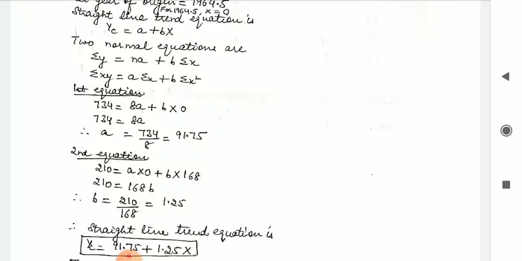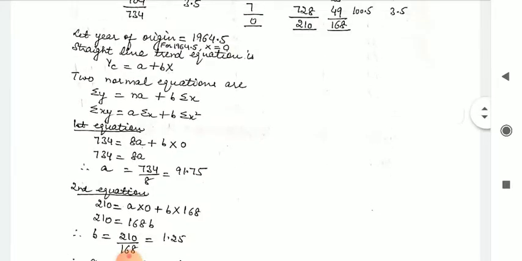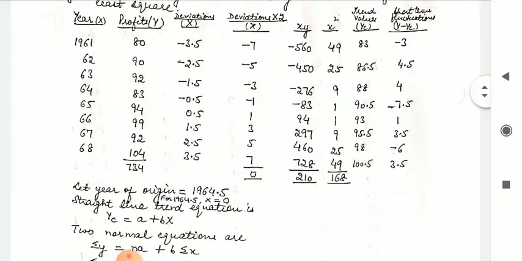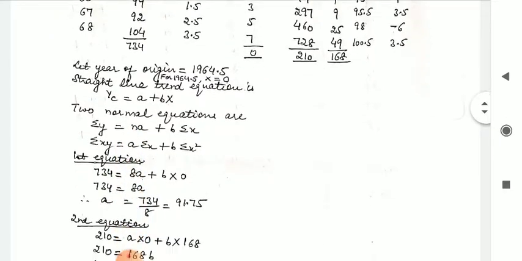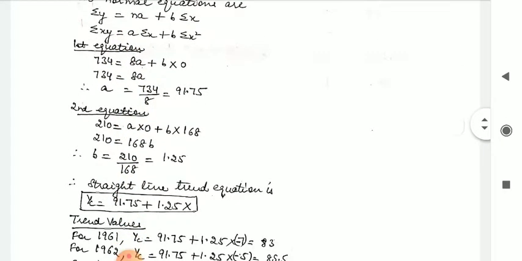Then for the second equation, we put the values again, sigma xy. So we want the column x into y. We make the column x into y, and after that we take the total, it comes out to be 210. After that, what do we want in the equation?